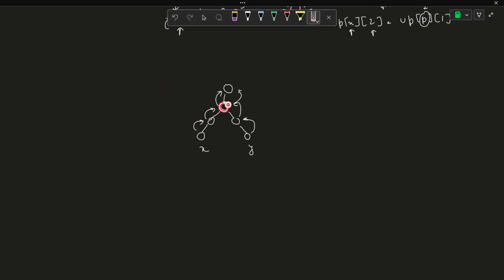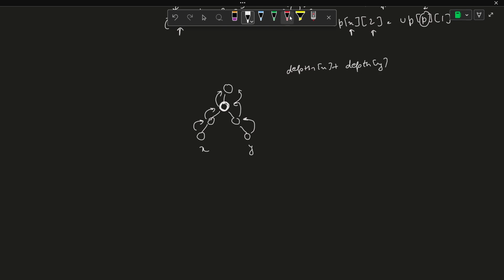Now, if you know this particular lowest common ancestor, how can you find out this distance? What you can do is you can take the depth of x. So you can take the depth of x. Then you can take the depth of y.